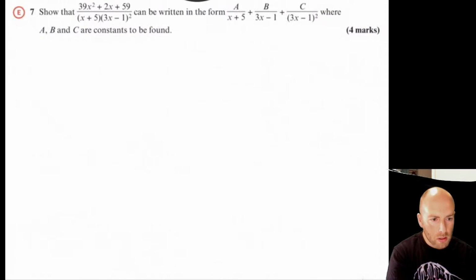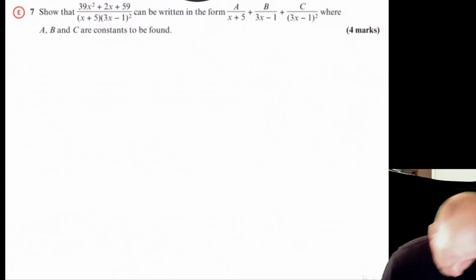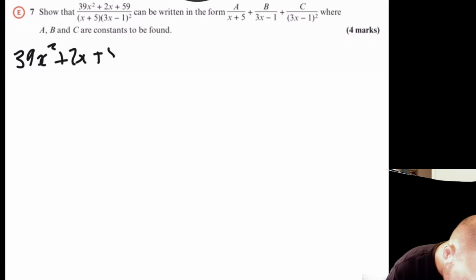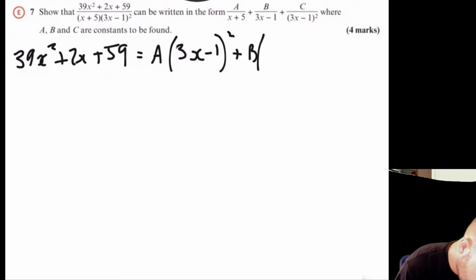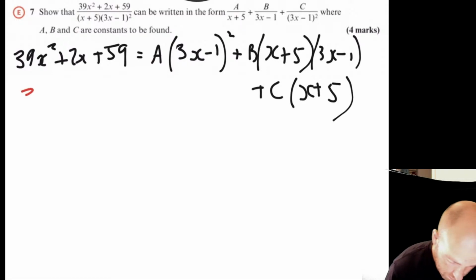Cool. All right. Yes, a couple of you have done it, I think. All right. Let's give this a go then. So they've done the first bit for us. So 39x squared plus 2x plus 59 is A times 3x take 1 squared plus B times x plus 5, 3x take 1 plus C times x plus 5. Let's make x equal minus 5.